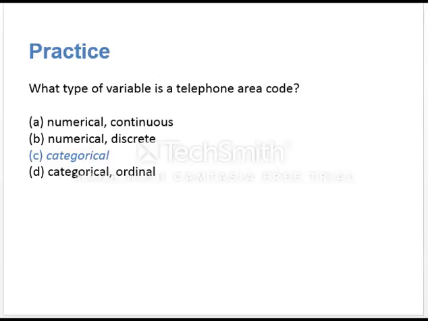And that would be categorical. So an area code doesn't have any numerical ordering implicit in it, and it's really just common to a region. So we would call that a categorical, but not a categorical ordinal. Ordinal would imply that 915 is somehow greater than, say, 575, and that's not true. That's just different regions.